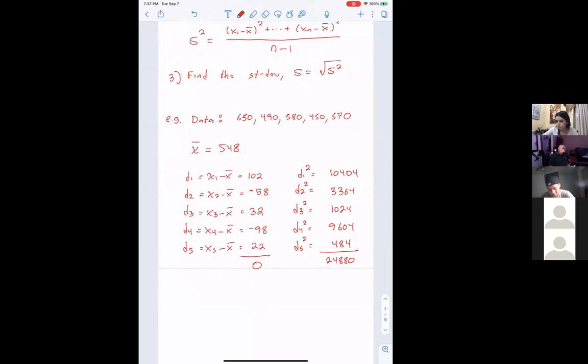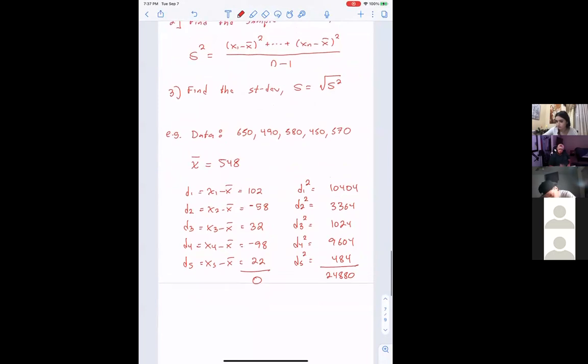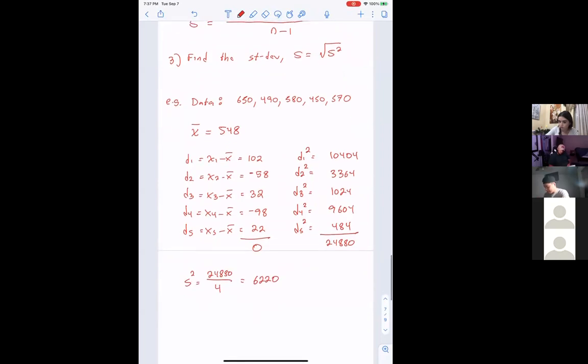So now that we've squared them and added them, the whole thing, what do we do next according to the formula? Not squared. We just calculated this numerator here, right? We just took all the deviations, squared them, and added them all together. What do we get? Square root of it? Not yet. Divided by 4. So 24,880 divided by 4. This is my S squared, and I get 6220. So the sample variance is 6220.